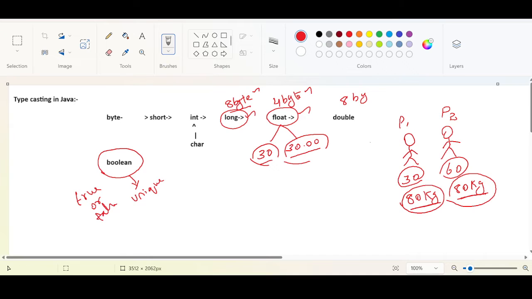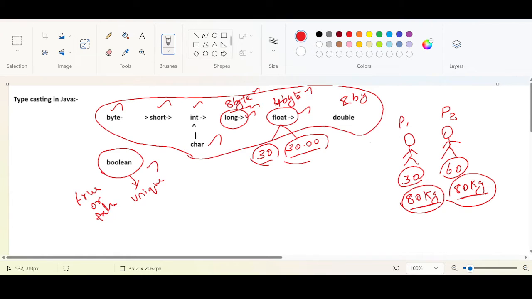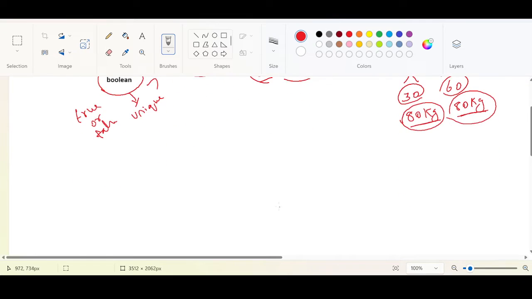But all the numerical values, all the integer values can be represented by byte, short, int, long, float, double, and even character as well. We have discussed these things in the previous classes. All integer values can be represented by all these data types. That's why the conversion is possible between these types, but we cannot include the boolean data type. A very straightforward conclusion.